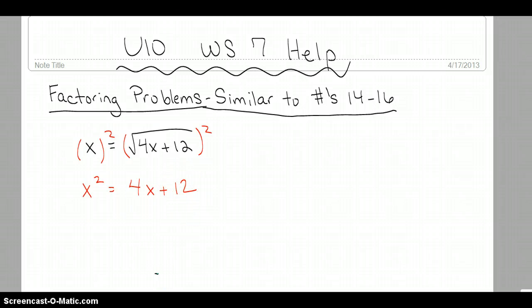If you notice, you have an x squared, a 4x, and a 12. So you have x squared, x, and a number. Anytime you have x squared, x, and a number, and you're trying to solve for x, what you want to do is make it equal to 0 so that you can solve for x, and then what's going to happen is you're going to be factoring.